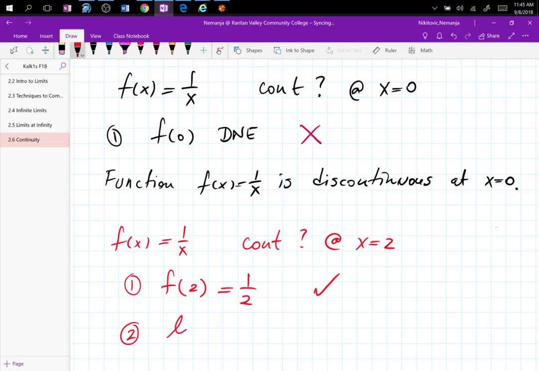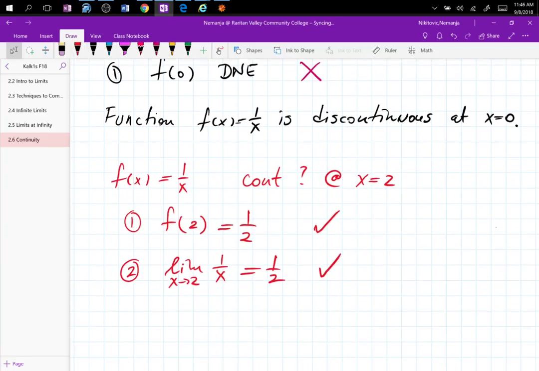Number 2, the limit of 1 over x as x goes to 2 is also 1/2, because you can plug in, right? There is no zero in the denominator or anything like that when you plug in 2, so it's all good. And finally, number 3, 1/2 equals 1/2, that checks out.